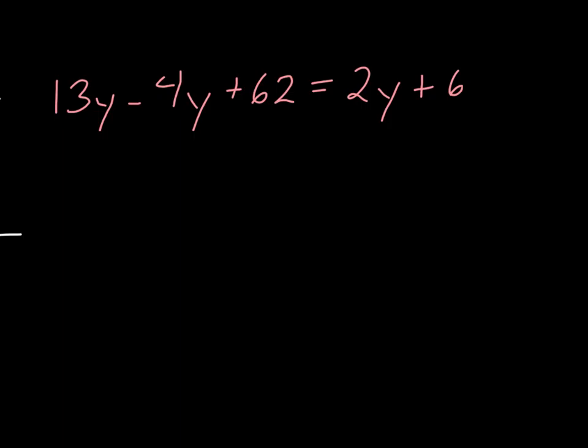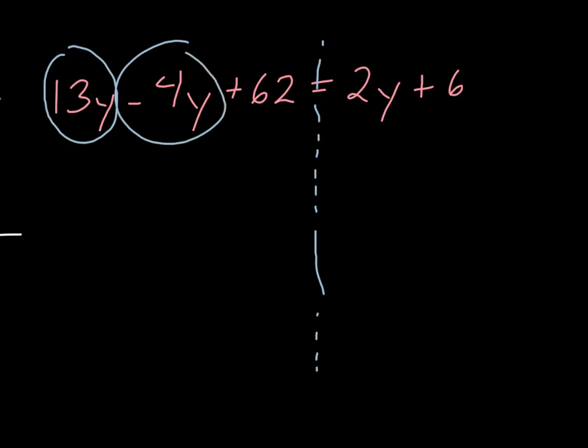Okay, so here's a second equation for another example. So I have 13y minus 4y plus 62 equals 2y plus 6. So once again, I'm going to separate this down the equal sign right there. So I have my two sides, and I am going to try to simplify. So simplify means I'm going to combine any terms that are like or common. And in this case, I have a 13y term and a 4y term on the left-hand side. So I'm going to go ahead and combine those two.